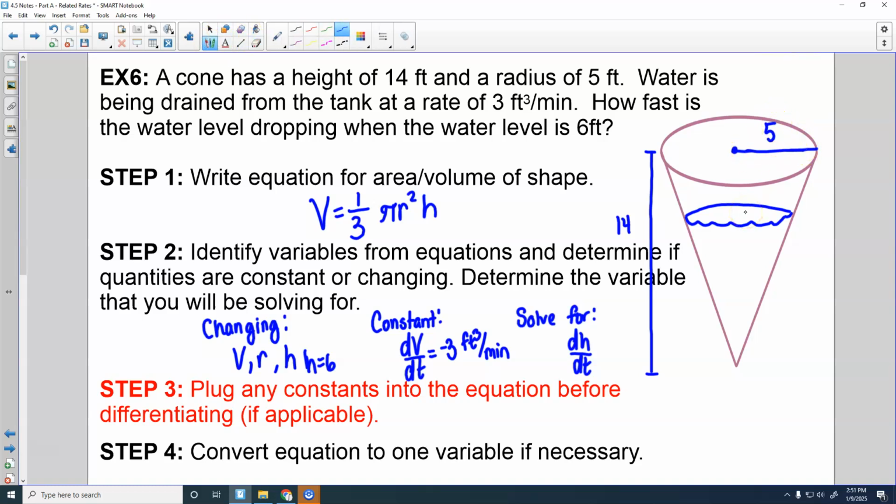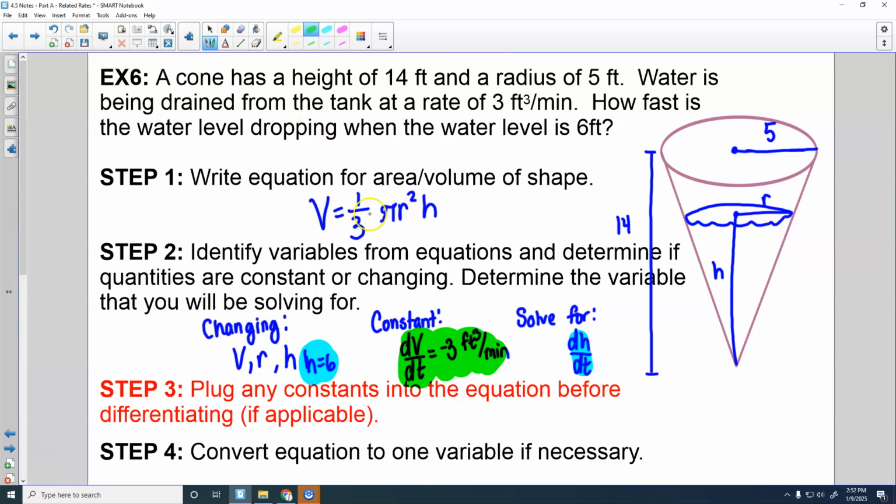The water, we're just going to say it has a radius of R because we don't know what it is at every point because it's changing. And then we've got a height of H. So notice that I know this H, I'm looking for dH/dt. It gives me dV/dt. Do we have any information about R? We do not have any information about R.